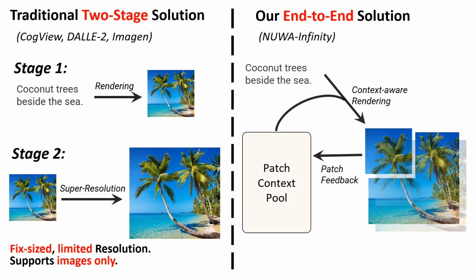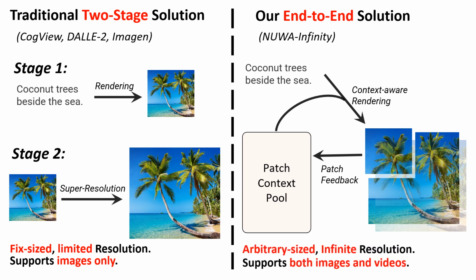To solve these issues, we propose NUWA-Infinity, an end-to-end solution. The idea is simple. Given input text, a context-aware rendering model is used to generate a patch, and then the patch is fed to the context pool to help the next patch generation. The iterative way has great advantages. You can generate any size, any resolution you want. If you want to generate a larger image, you just run it for more steps. As a result, NUWA-Infinity is able to generate arbitrary-sized results with infinite resolution. Also, it is very easy to extend to videos in this pipeline. Videos can be simply viewed as adding some temporal patches.